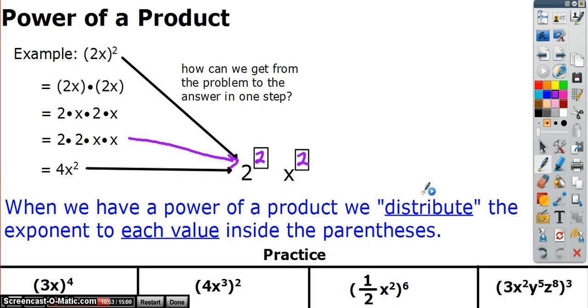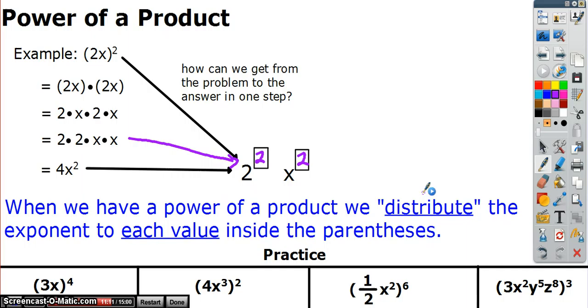Okay, so when we have power of a product, we have to distribute the exponent to every value inside the parentheses. Okay, I use that distribute in quotes because it's not like normal distributing. You're not multiplying everything by 2. You're applying the exponent to every item inside the parentheses.